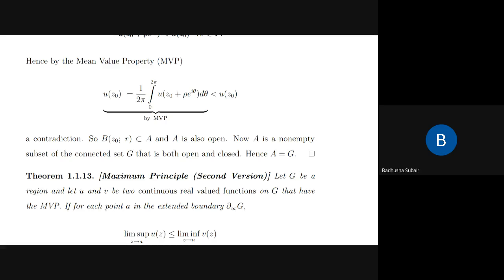So for a given u of z less than or equal to u of a for all z belongs to G, and u is a continuous real valued function with mean value property, this implies that u is a constant function. That is, u attains the value u of a. This is the maximum principle, first version.